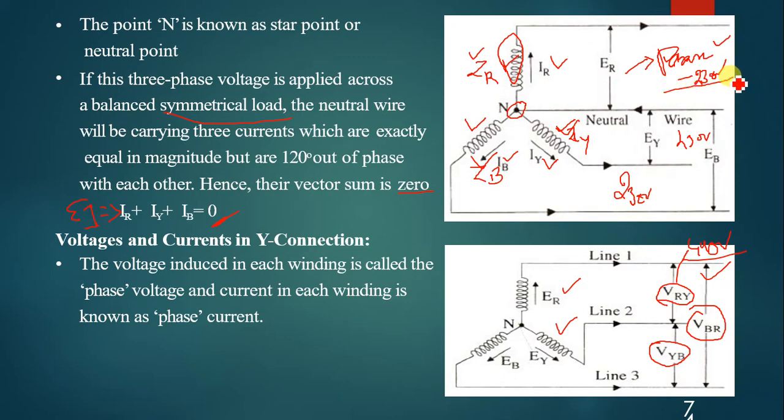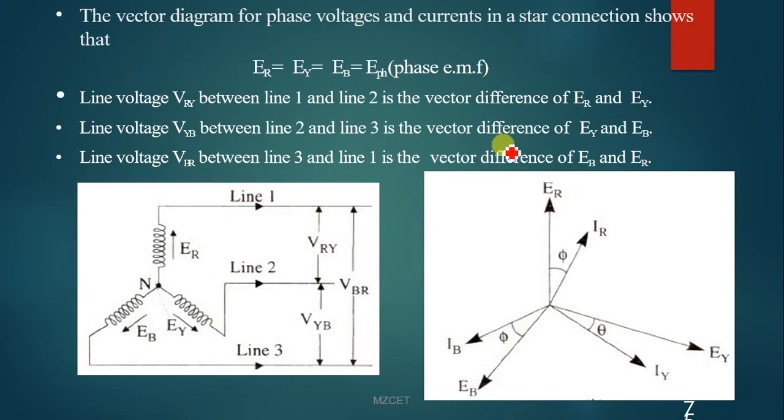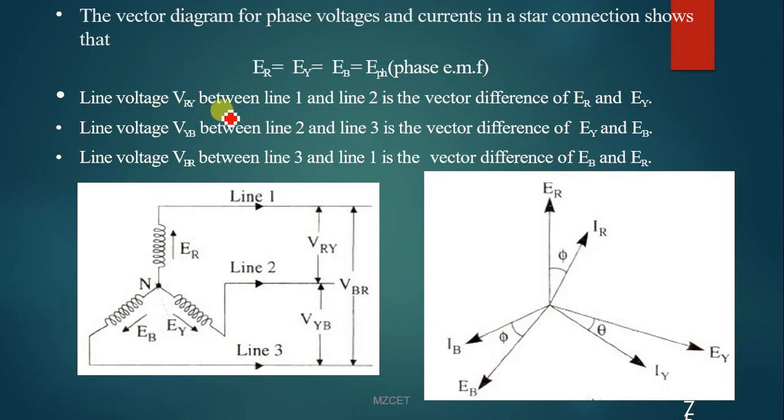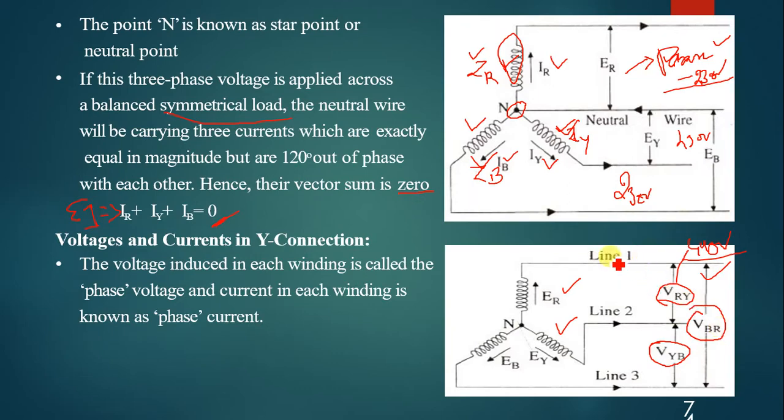Clear till now? Let us check the output voltage. Whatever current is flowing through is again called the line current: IR, IY and IB.